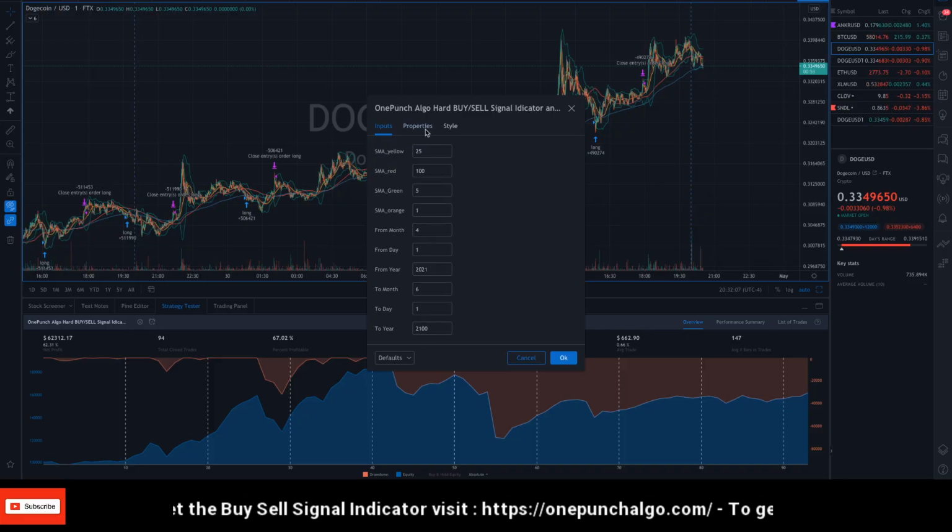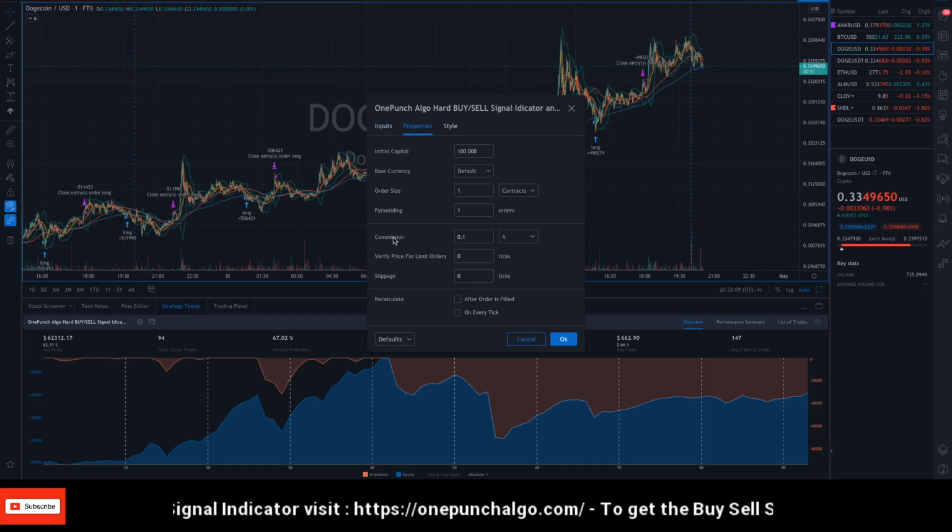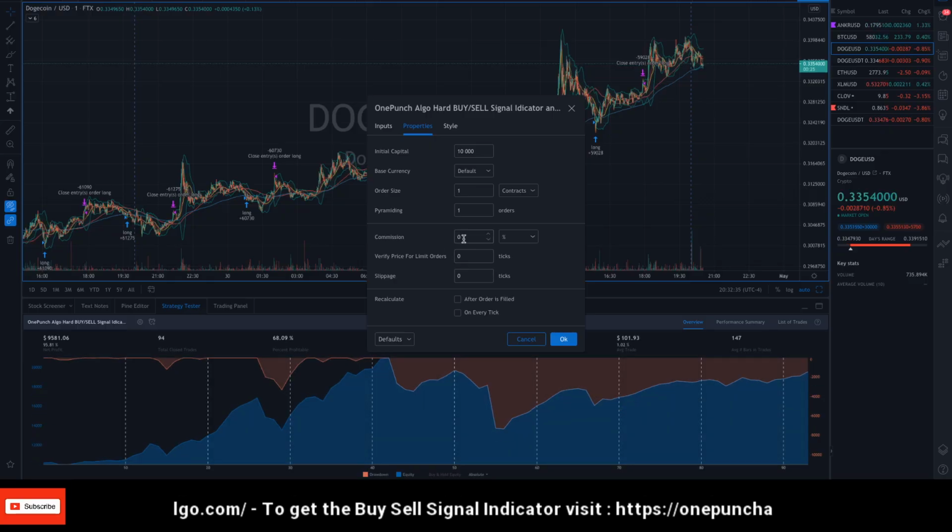So we put that and then go to properties. If you are using a brokerage with a commission, make sure to add that commission right here, and then whatever the initial investment that you add in, let's say you are adding around 10,000 per trade. Let's just add 10,000 there. Base currency, just leave it default. Order size 1, commission, whatever the commission that you are giving for the broker. And if you're using Robinhood, it's 0.